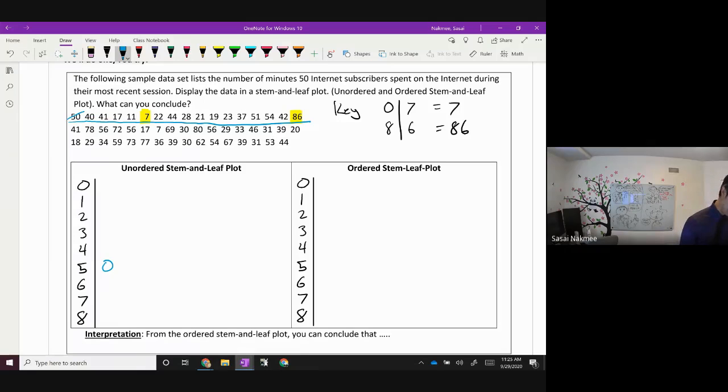What's the next one? 40. Where would that one go? I'd go down to 4 and put a 0. That's my 40. That's it. The only reason why it looks confusing now is once you start having a lot of numbers next to each other.